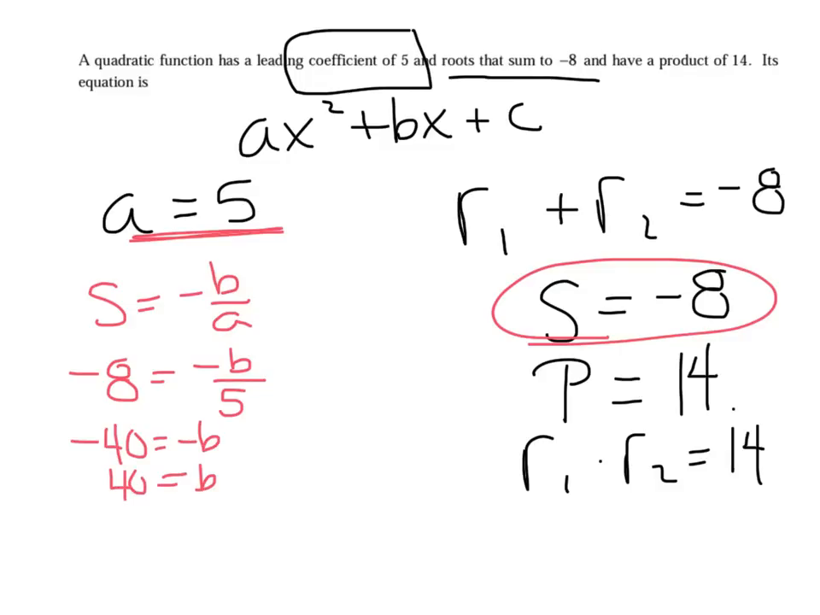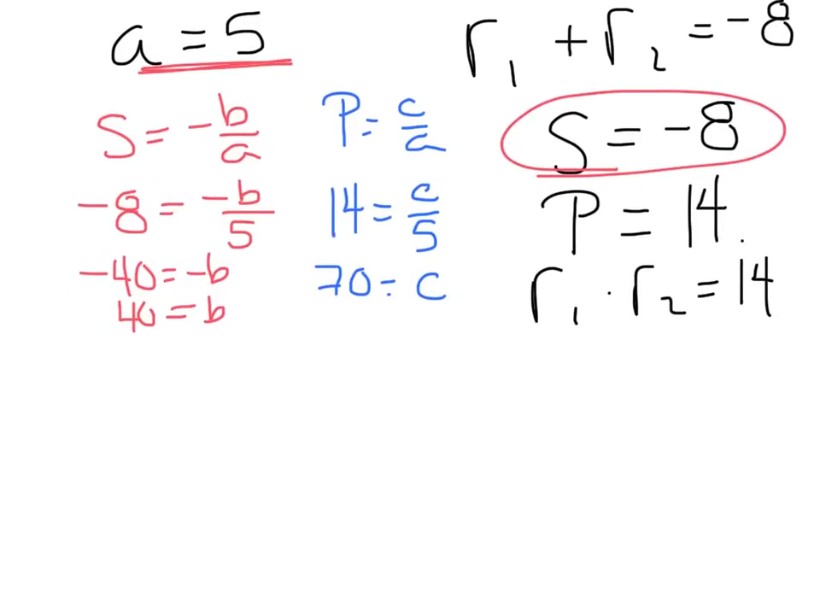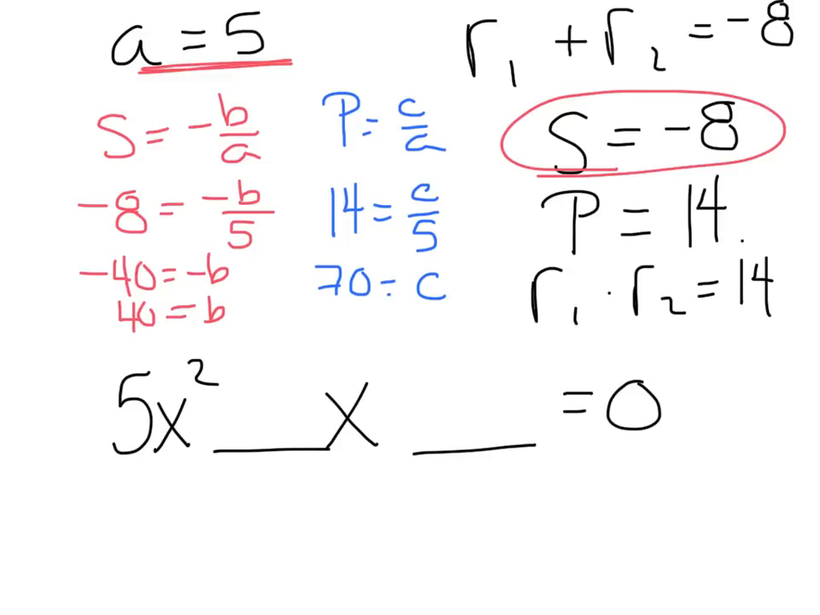And I can do the same thing with the product idea. Product equals C over A. My product is 14 equals C over 5. Let's see, C equals 70. All right, and now just write the equation out. That's simple. 5x squared, I need something with an x, and this something c there equals 0. Okay, remember, c over a is always going to be that same value, so it's going to be plus 70 over 5 to get me the 14. That checks. Now, what divided by 5 is negative 8? Well, that's going to be a negative 40. And just take 2 seconds and make sure it works.